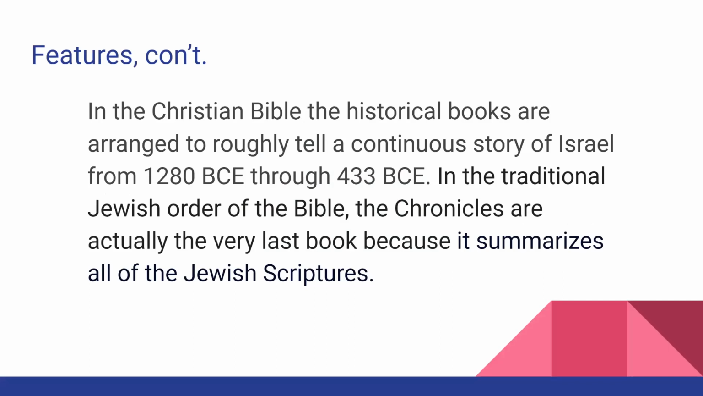In the Christian Bible, however, the historical books are arranged to roughly tell a continuous story of Israel from 1280 BCE through 433 BCE. In the traditional Jewish order of the Bible, Chronicles is actually the very last book because it summarizes all of the Jewish scriptures. Whereas we put Chronicles after the books of Kings, and then our prophets are later.